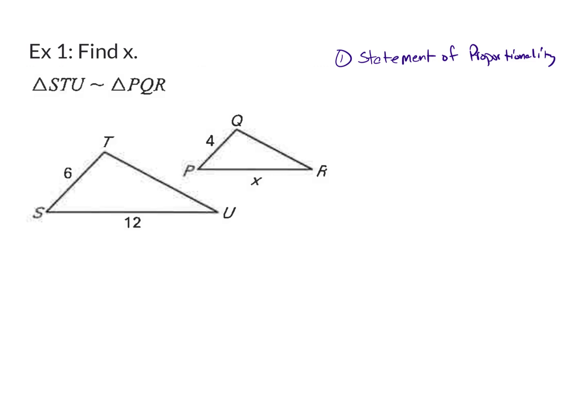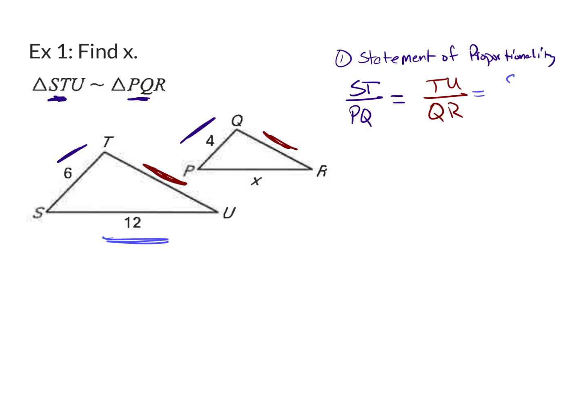So, statement of proportionality. I'm going to do ST over, which one goes with ST? PQ. Remember, the way we did that was we looked at the similarity statement. ST and PQ were the first two on each, so I put those together. So ST over PQ. Next, I'm going to pick the next one, TU over QR. And then the last one, SU over what? PR.